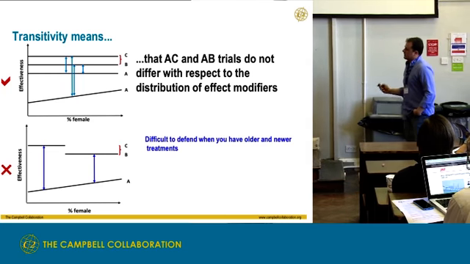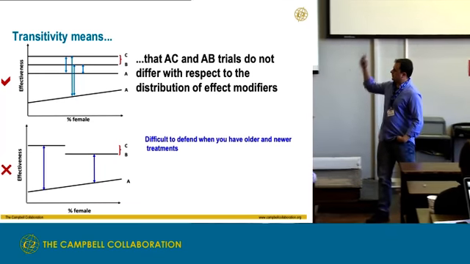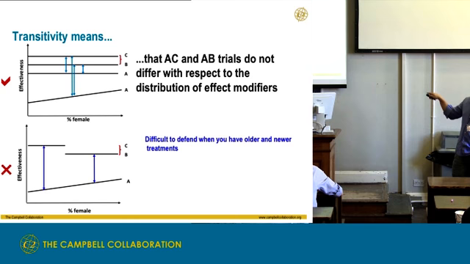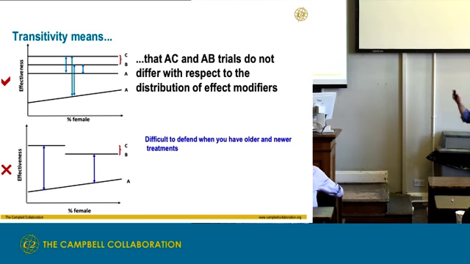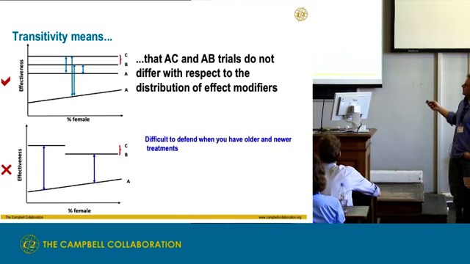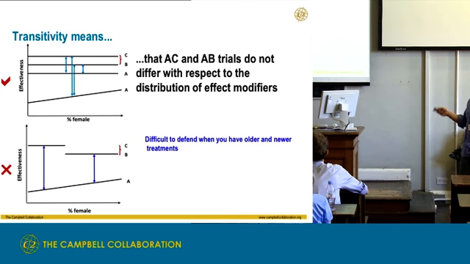So let's see another example. We have three treatments, A, B, and C. On the vertical axis, I have the effectiveness of the treatments. On the horizontal axis, it's the proportion of women in the studies. So if I want to get an indirect estimate about B and C, I just compute the differences of CA and BA, and I subtract them, and I get the difference.